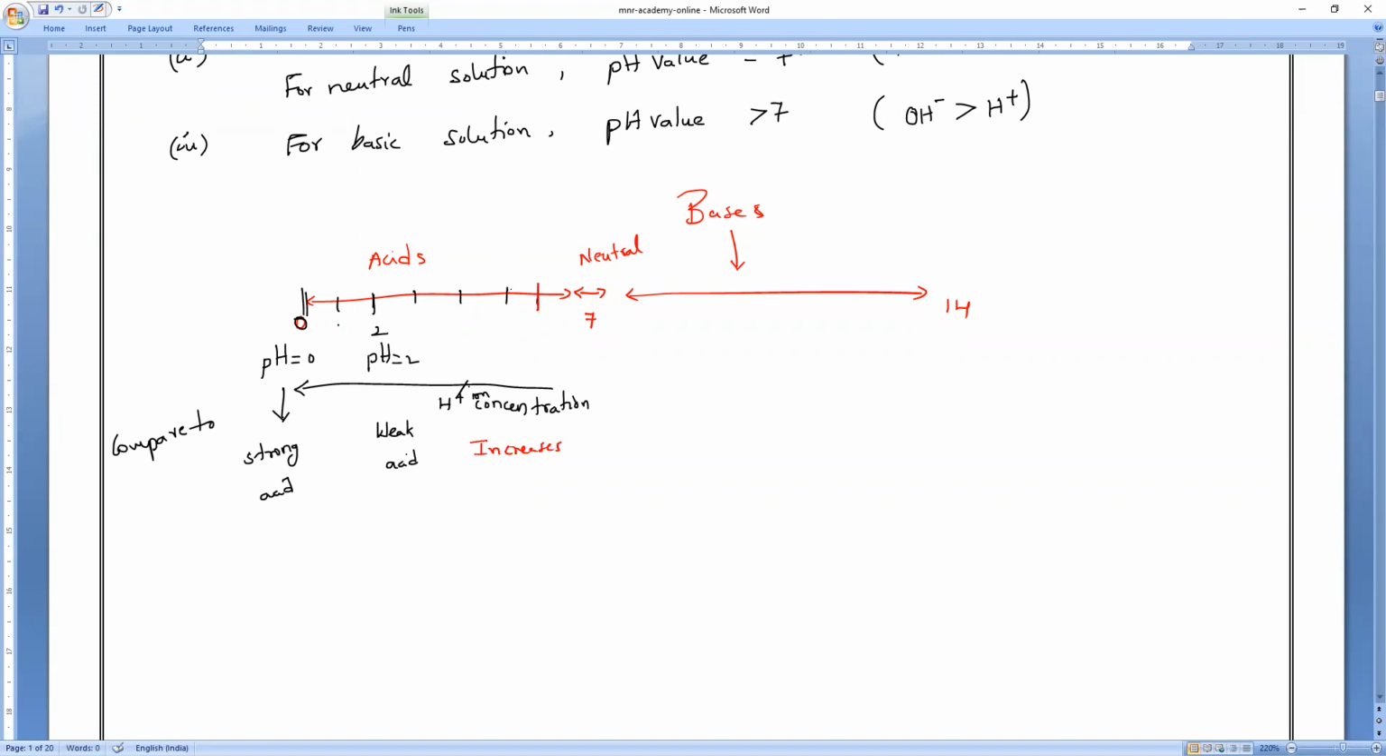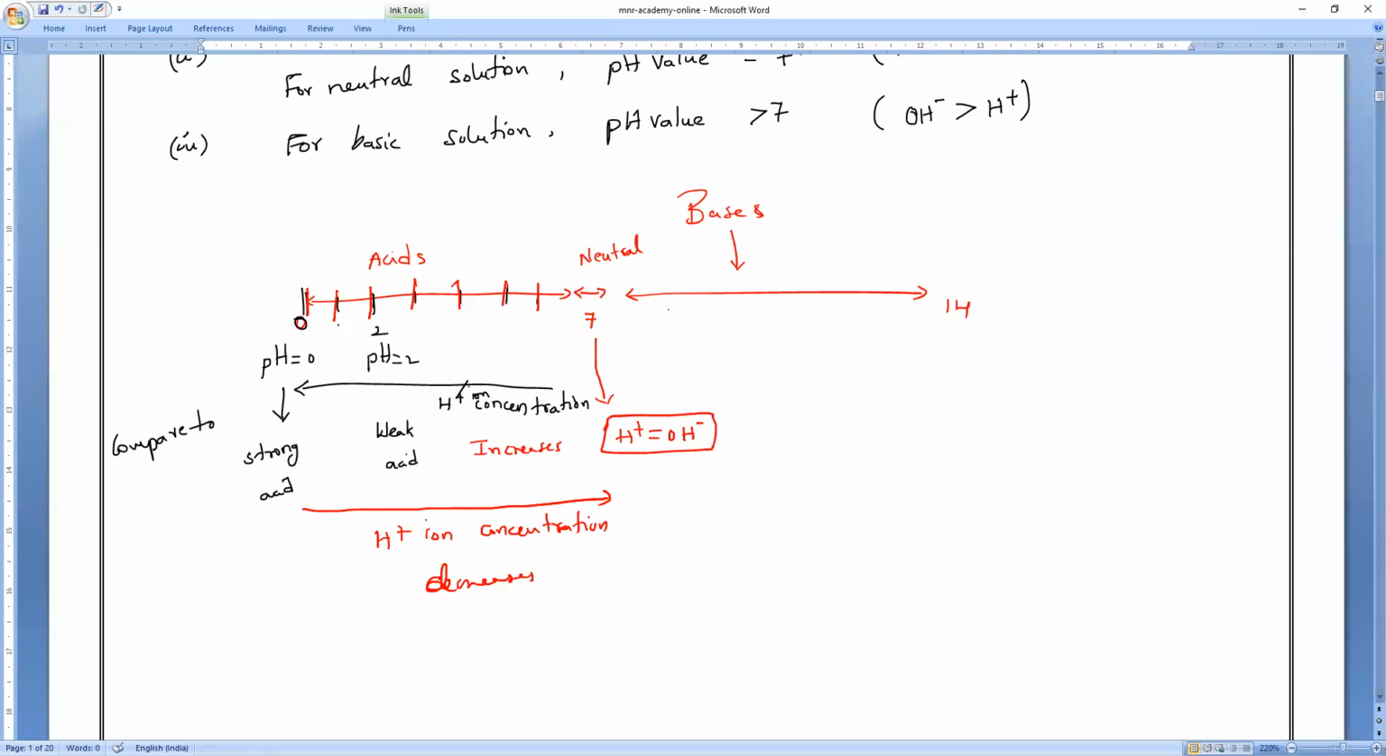So pH 6, pH 5, pH 4, pH 3, pH 2, pH 1, pH 0. The H plus ion concentration keeps on increasing. If I move from 0 to 7, the H plus ion concentration decreases. Clear, everybody? Next, at neutral, the H plus ion concentration is equal to the OH minus ion concentration.